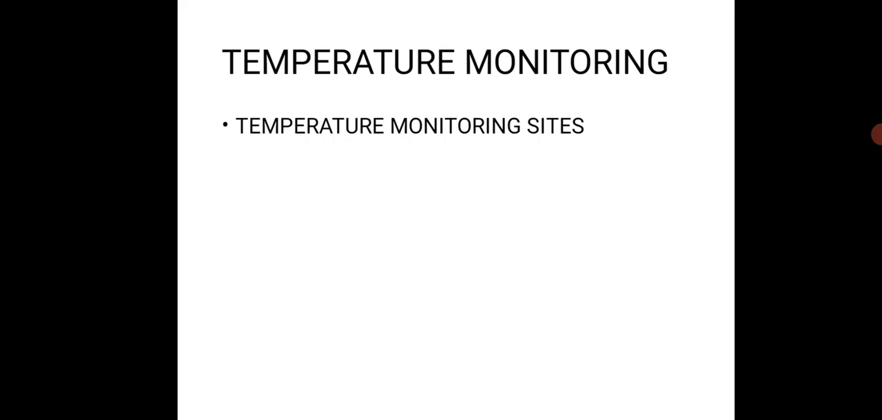Temperature monitoring is done by thermometers. There is the mercury in glass thermometer, which is slow and cumbersome, and the other is the electronic system. The electronic thermometers are accurate and routinely used. What are the temperature monitoring sites? These sites are: number 1, pulmonary artery; second, distal part of the esophagus; third, tympanic membrane; fourth, nasopharynx. These are the sites.